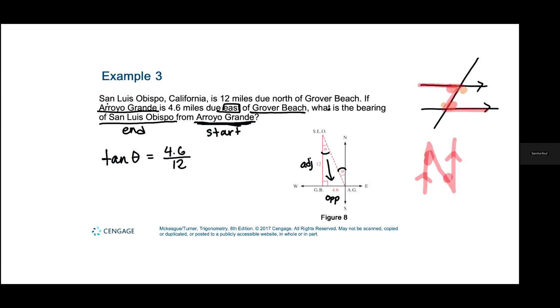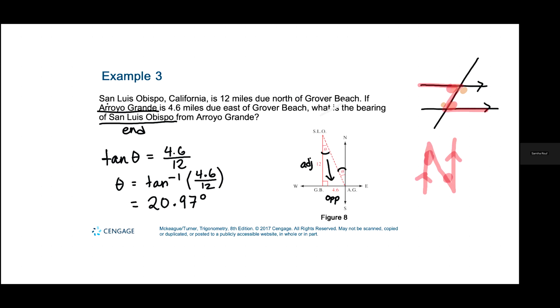So now to find our bearing angle, we can take tan inverse. After I take tan inverse of this, again, we need to be in degree mode. I end up with 20.97 degrees. Okay. However, this isn't the final answer because again, we need to express this answer in bearing form. So how do we do that?